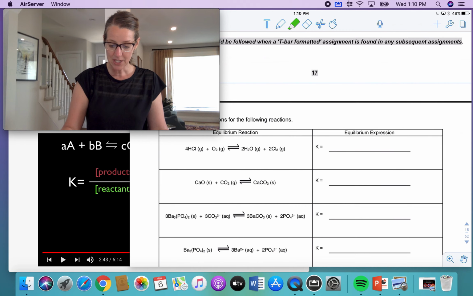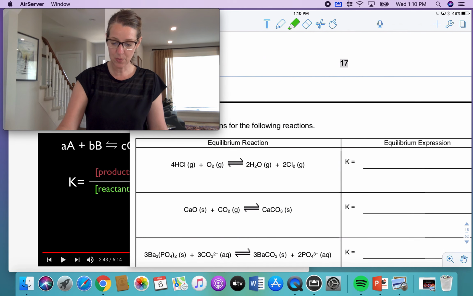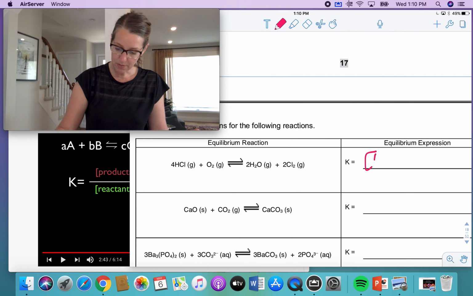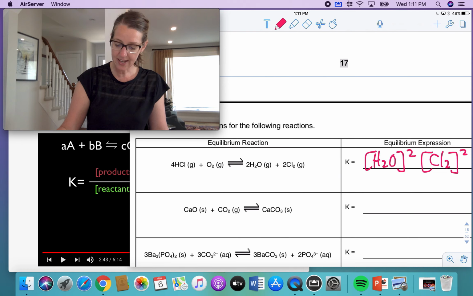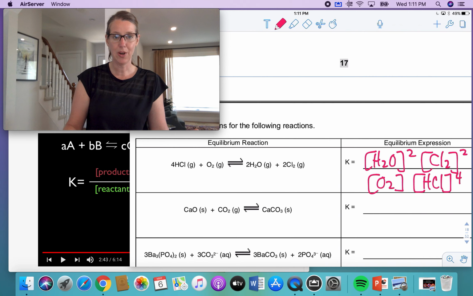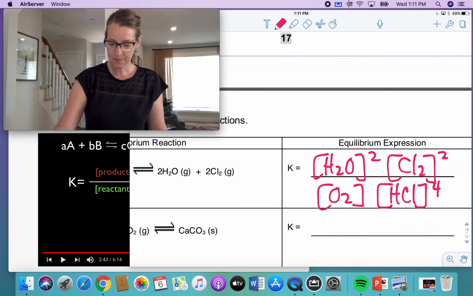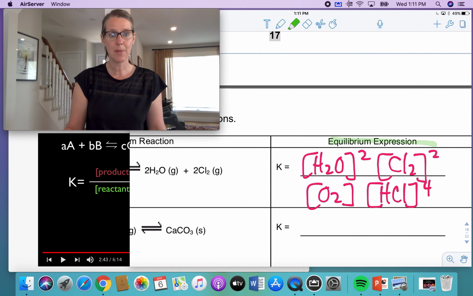So for the first one, you can see that you would calculate, all right? I'm going to include everything here, the concentration of the products. I'm going to add my concentration of the water to the exponent 2, multiplied by my concentration of the chlorine gas to the exponent 2, divide that by my concentration of the oxygen gas, multiplied by the concentration of my hydrochloric acid to the exponent 4. That is what we call the equilibrium expression. That's how you're going to calculate the K value for that system at equilibrium.